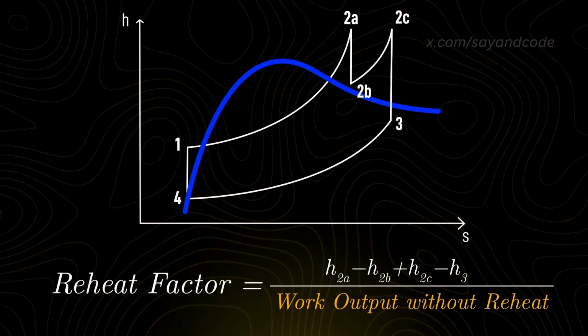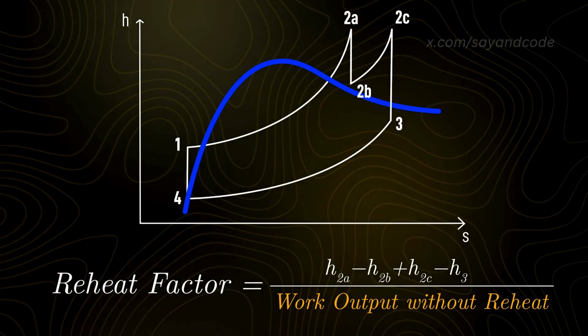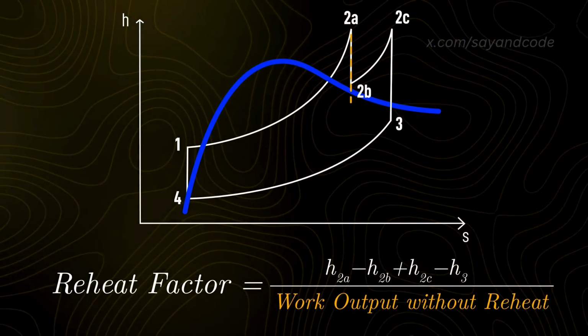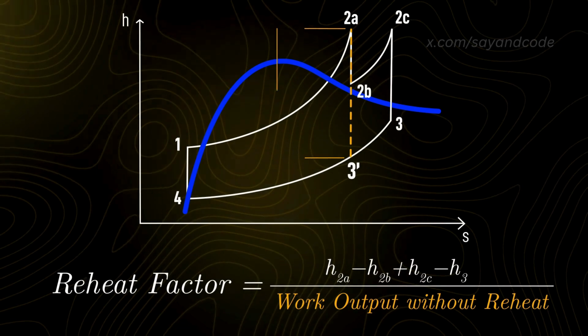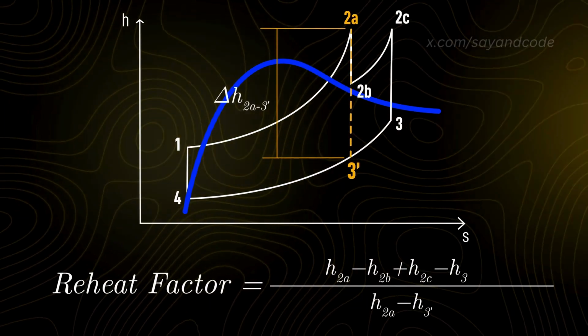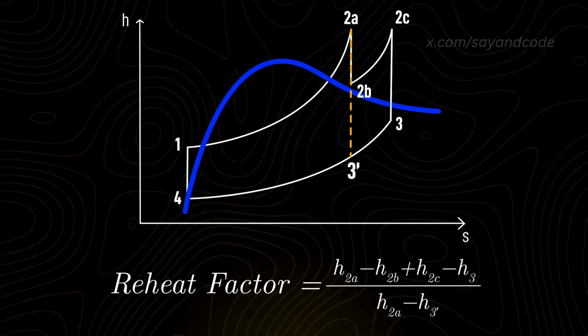The work output without reheat is the enthalpy drop we would have had if we did not reheat, and instead directly output steam at a point 3 dash. So, it is the enthalpy drop from point 2A to 3 dash. This is how we calculate the reheat factor.